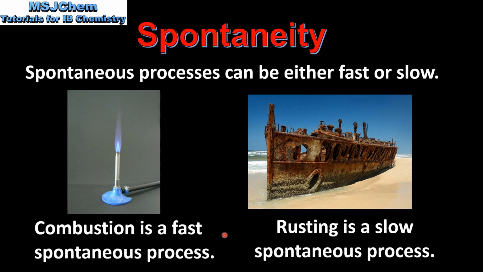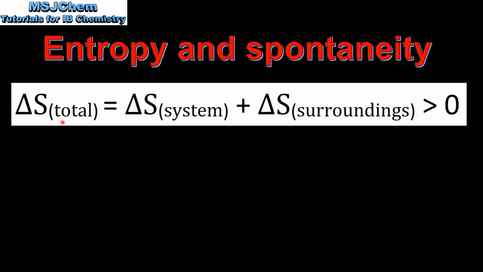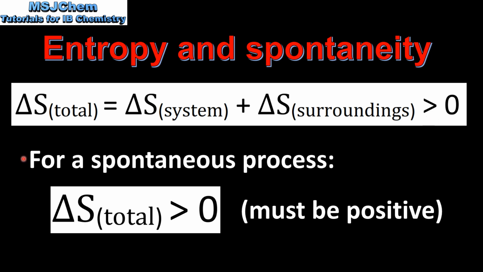The second law of thermodynamics tells us that for a spontaneous process, the total change in entropy, which is equal to the change in entropy of the system plus the change in entropy of the surroundings, must be greater than zero. So for a spontaneous process, the total change in entropy must be greater than zero. It must be positive.